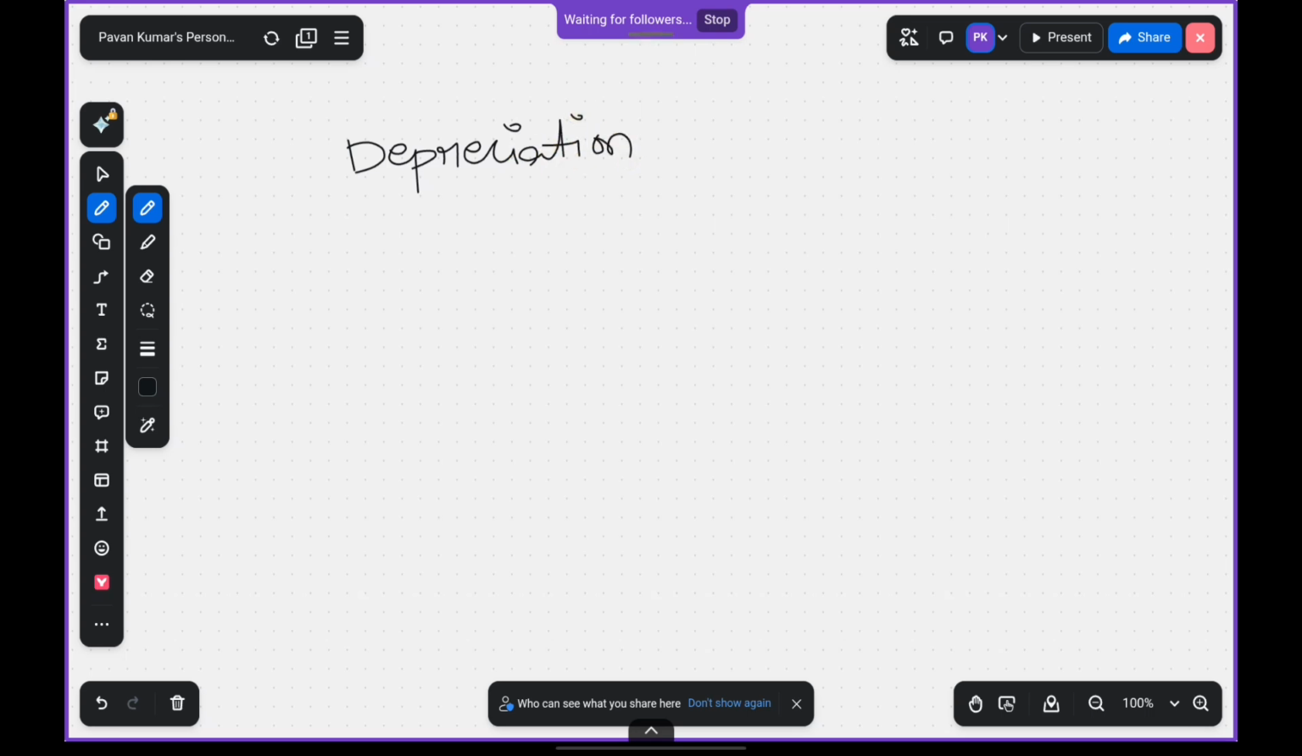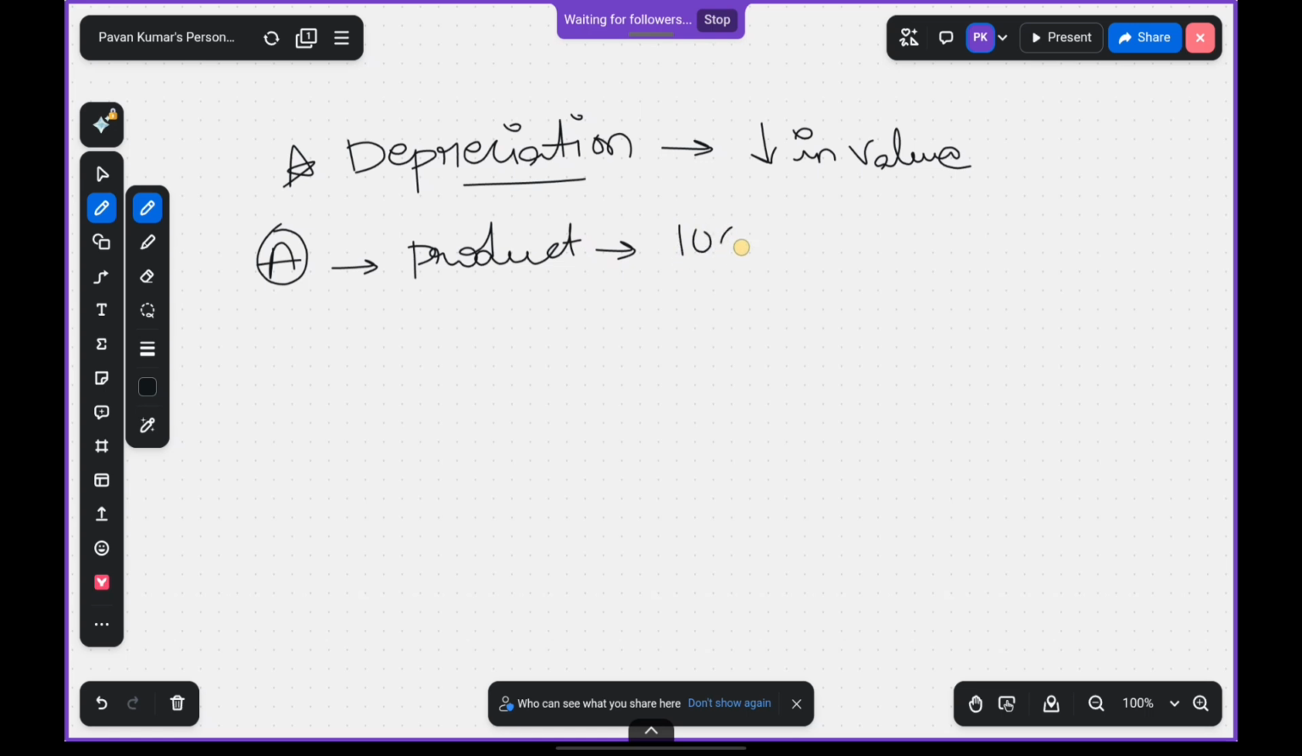So what do we really understand by depreciation? When we say the word depreciation, depreciation means decrease in the value. Let's say A, a person, has purchased a product for 100 rupees.